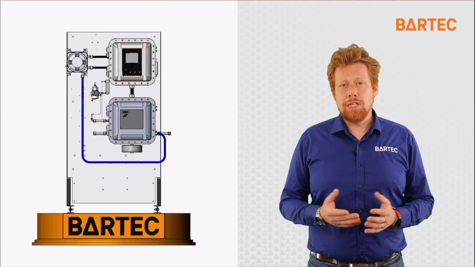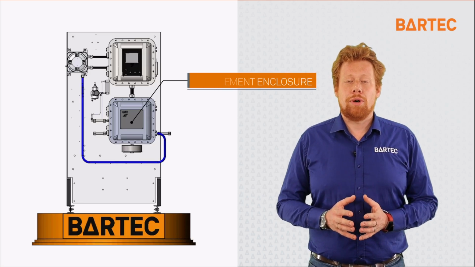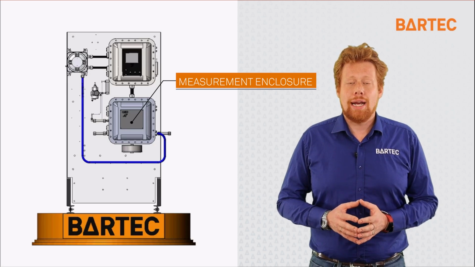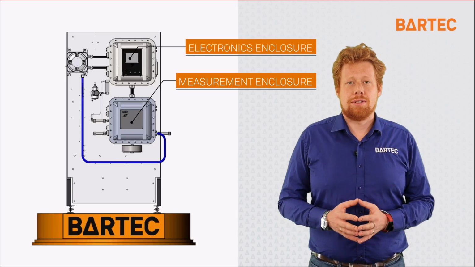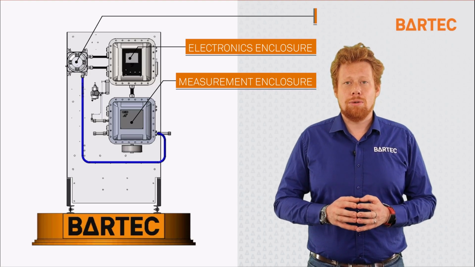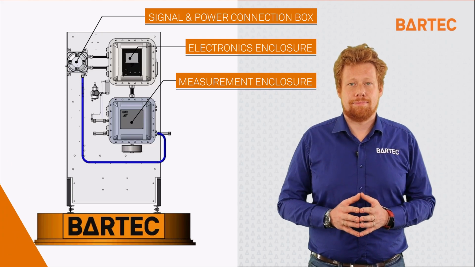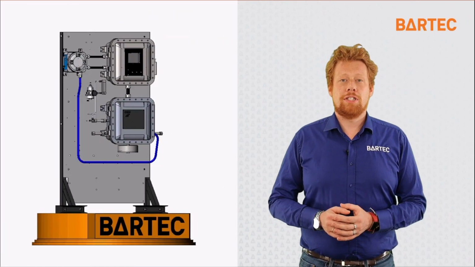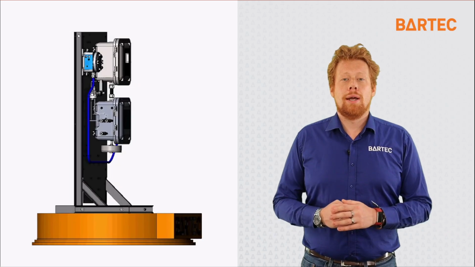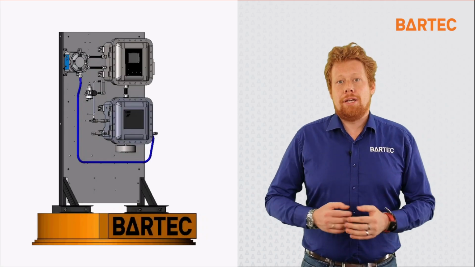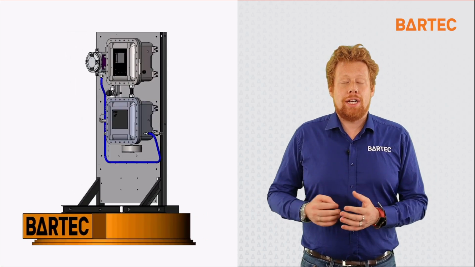To my right is a 3D rendering of the P500. At the bottom right, we have the measurement enclosure, where the actual flashpoint measurement takes place. At the top right, we have the electronics enclosure, where the signals are being processed by the processor. And at the top left, we have a signal and power junction box to be able to connect the analyzer to both power and DCS. The P500 weighs about 500 pounds, including the stand. Its overall dimension is about 3 feet wide by 6 feet tall. In the following animation, we will go over how the measurement is actually done in the bottom right enclosure, the measurement enclosure.